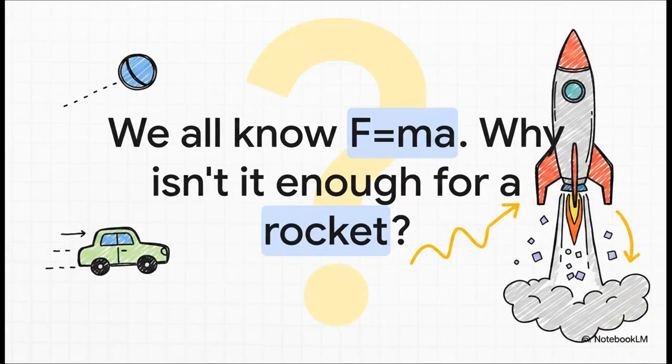Right, so we all learn F equals ma. It's like physics 101, isn't it? Force equals mass times acceleration. And hey, it works perfectly for things like a car or throwing a ball, anything where the mass stays the same. But a rocket is a totally different beast. It's constantly throwing its own mass out the back as high-velocity exhaust. And that single crucial fact, a variable changing mass, means our simple F equals ma just breaks. It's not the right tool for the job.